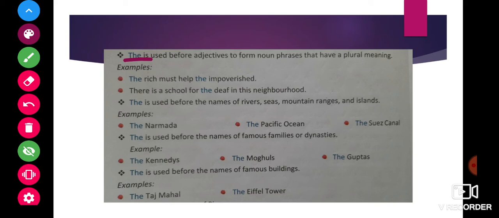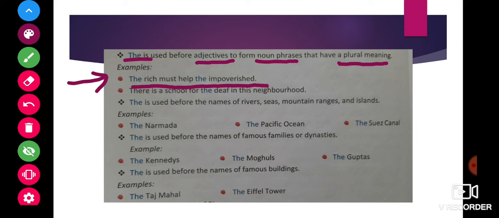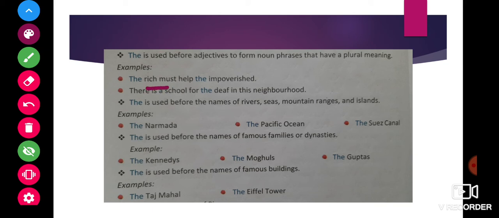The is used before adjectives to form noun phrases that have a plural meaning. For example, the rich must help the impoverished. So here rich has plural meaning. It means everybody who is rich. Impoverished means people who are poor. So this is also a plural noun. This means all the poor people and this means all the rich people. So whenever we are referring to adjectives which have plural meaning, we write the.